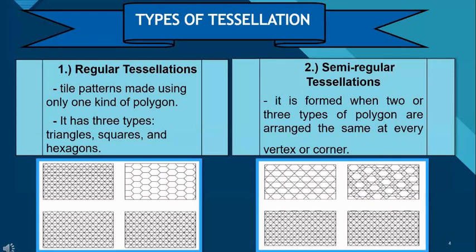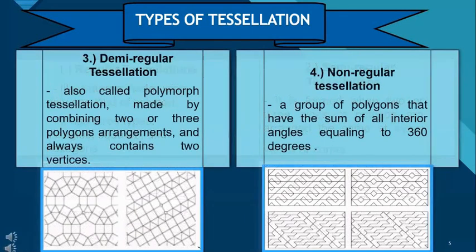Next, semi-regular tessellation. It is formed when two or three types of polygon are arranged the same at every vertex or corner. Third, demi-regular tessellation, also called polymorph tessellation. It is made by combining two or three polygons arrangement and always containing two vertices. However, it is not recognized by most mathematicians. The fourth type of tessellation is called non-regular tessellation. It is a group of polygons that have the sum of all interior angles equaling 360 degrees.